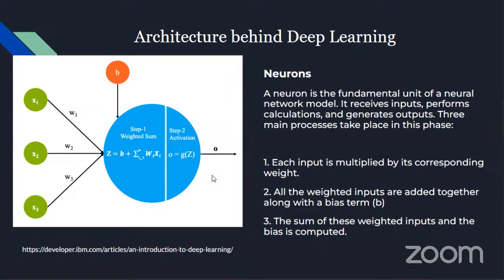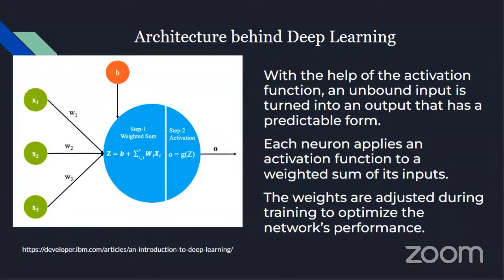So there are basically three major steps. One, each input is multiplied with the weight, then all weighted inputs are added together, and then that weighted sum is used as an input for the activation function. Now, the activation function plays a very important role. With its help, this input sum is optimized and converted into output for prediction, right? So it depends upon activation functions.